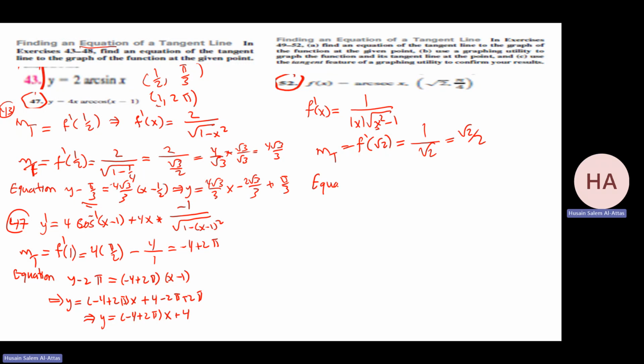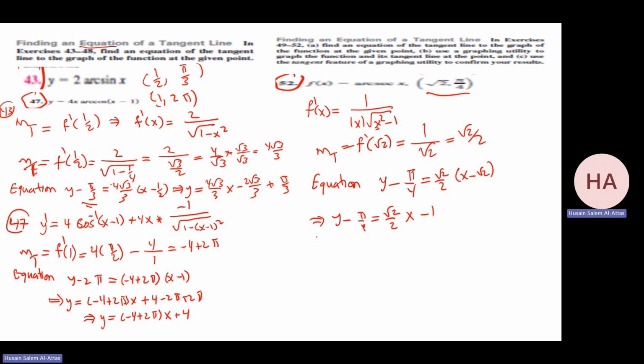So it will be the equation. This is the equation, y minus pi over 4, this is the point, equals square root 2 over 2 times x minus square root of 2. So I have y minus pi over 4 equals square root 2 over 2 x minus 1.